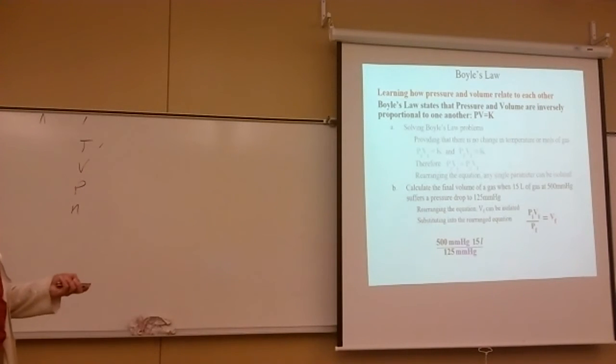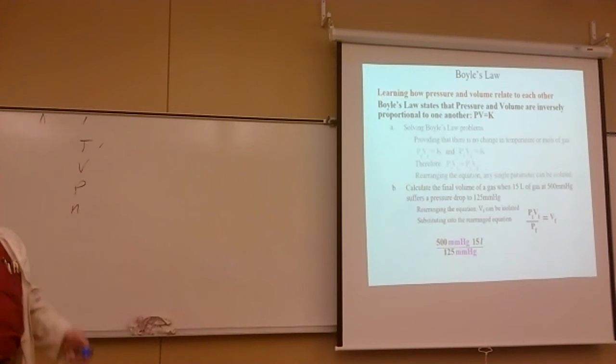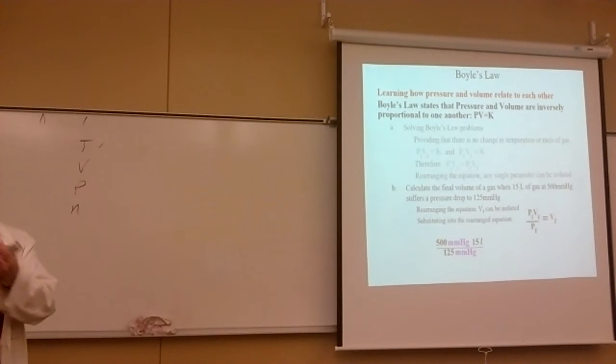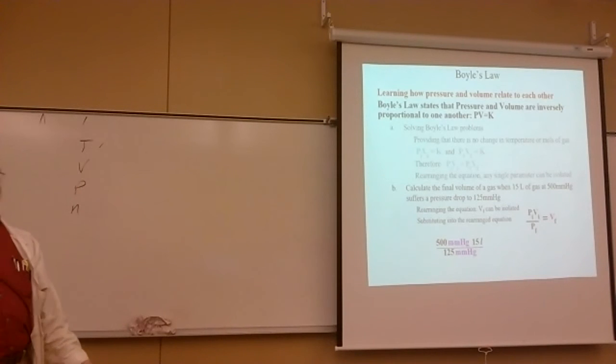Okay, so in this case, we just solved for the unknown. Then we plugged in our numbers. But if you're more comfortable, you can just write out P1V1 equals P2V2, plug in the numbers, and then solve for the unknown. The trick is you've got to know what's before and what's after. Because if you put them in the wrong order, you're going to get the wrong answer.